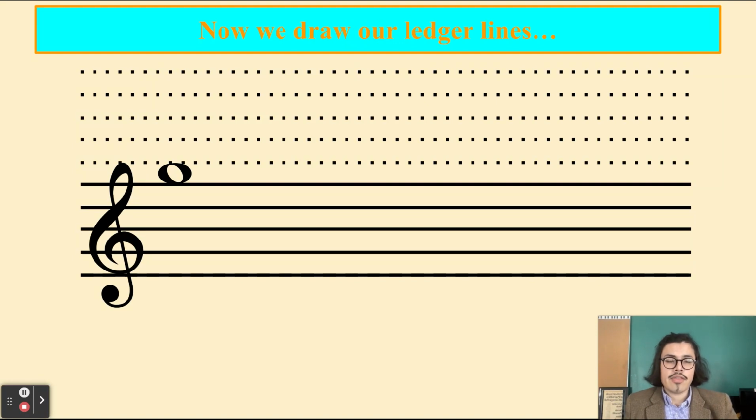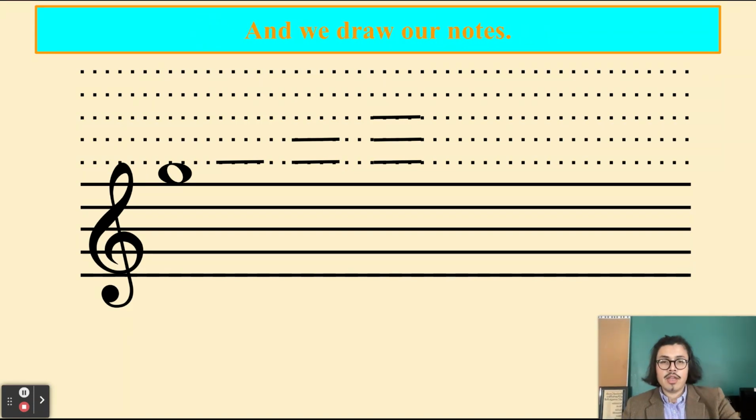Now we're going to draw the ledger lines that we're going to need. Since we're going to have three notes above this note, we're going to draw three dashes, because this imaginary line continues on. We're going to have three notes. So then we're going to have two notes above it, and then the third note that's above all those. So then we draw our notes.